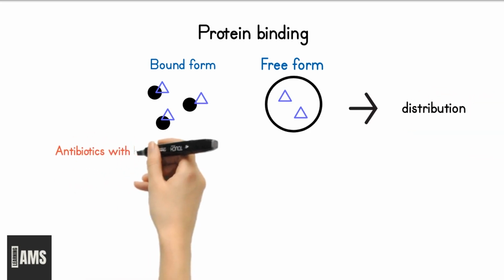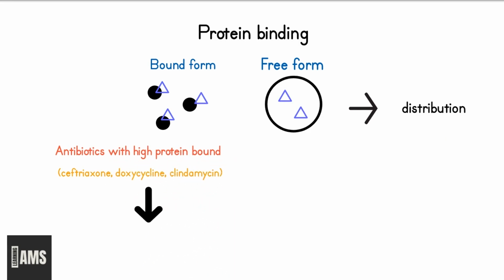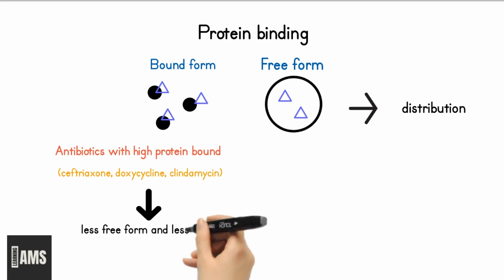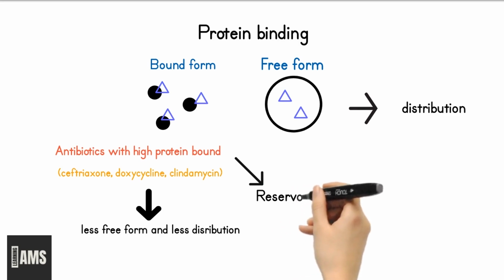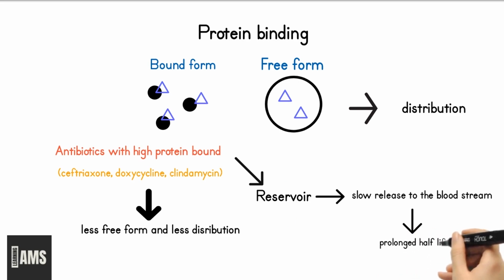Antibiotics with high affinity for plasma proteins such as ceftriaxone, doxycycline, clindamycin have less free form and less distribution. However, protein-bound antibiotics act as a reservoir, releasing the drugs slowly into the bloodstream. This can prolong the drug's half-life and provide a sustained therapeutic effect.